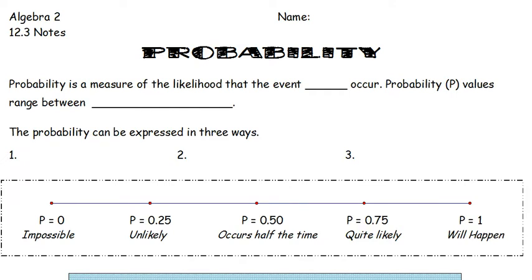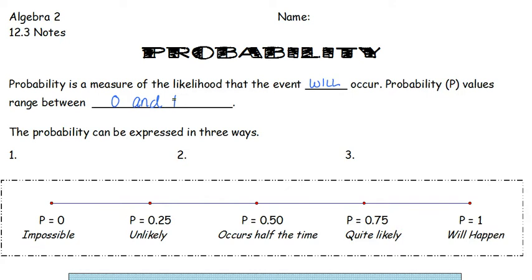Probability is the measure of the likelihood that an event will occur. So it's the favorable outcomes, it's the positive. Probability values will always range between 0 and 1. It will never be negative, it will never be greater than 1.